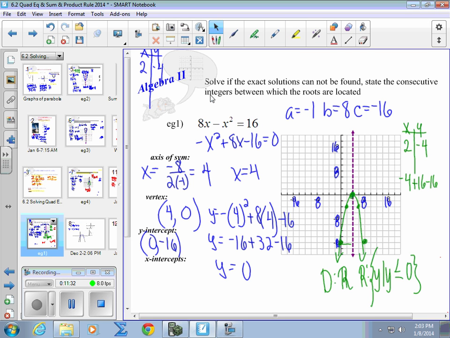It does have a maximum point. This is the maximum point as the face is down. The maximum value would be the y value of that curve, which in this case is 0.